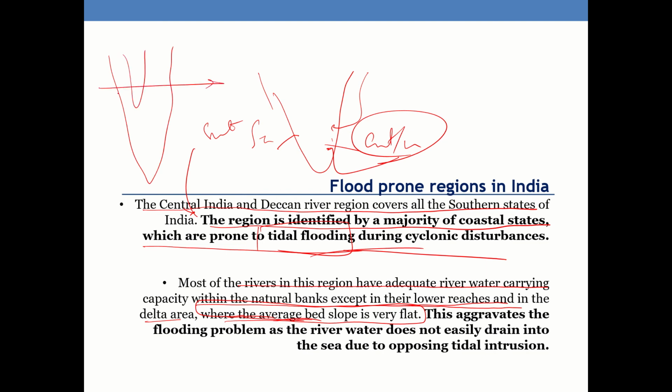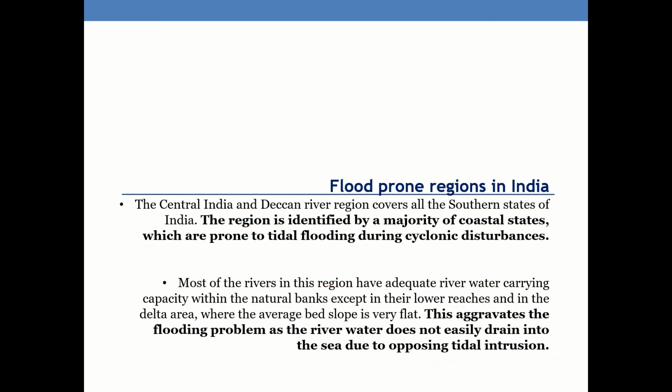If you take a section across, let's say from the western part of the country to the eastern part of the country, this aggravates the flooding problem, as the river water does not easily drain into the sea because of the tidal intrusion. So what do you mean by that?